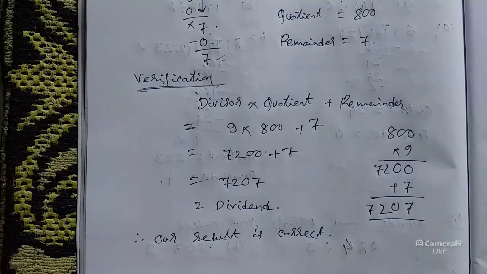So students, this was the total topic for today. We have discussed here division of a 3-digit number by a 1-digit number and division of a 4-digit number by a 1-digit number, and their verification also, to check and see whether the result is correct or not.